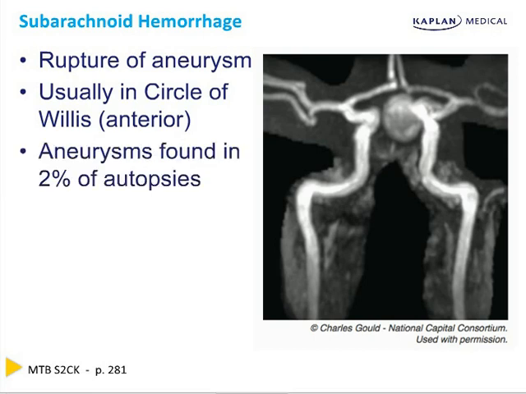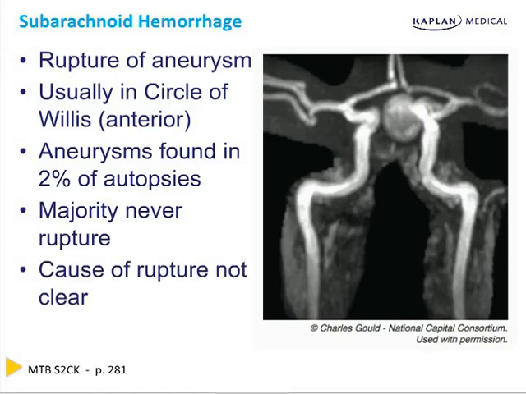And aneurysms are found in a lot of people. 2% seems small until you realize that's 6 million people in the United States. That is why they're not important unless they've ruptured. And it's hard to take, I understand that. I wouldn't want an aneurysm. But you don't do anything about them unless they're rupturing, because the majority never rupture. And since the majority never rupture and the cause of the rupture is not clear, we just don't know what to do about an unruptured aneurysm.